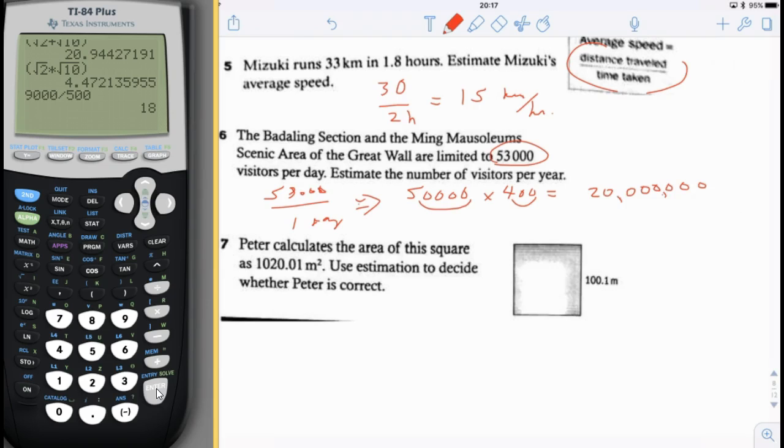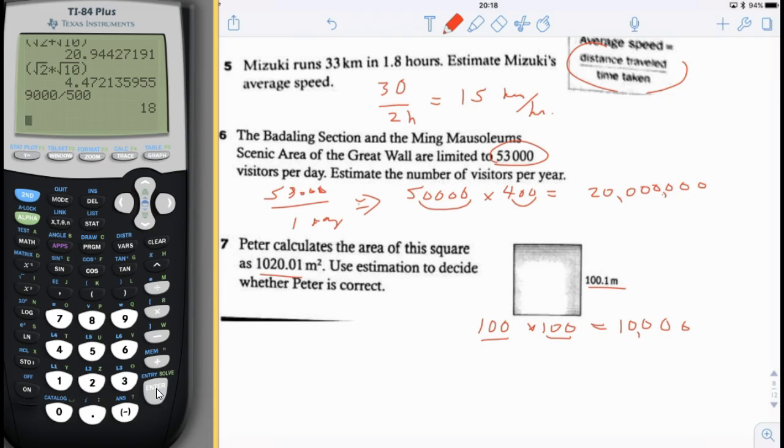Peter calculates the area of this square as 1020.01. Use estimation to decide whether Peter is correct. So we're going to estimate the area of this in actuality. So it's going to be 100.1, estimated to be 100. And to find the area, we square 100, so it's going to be 10,000.